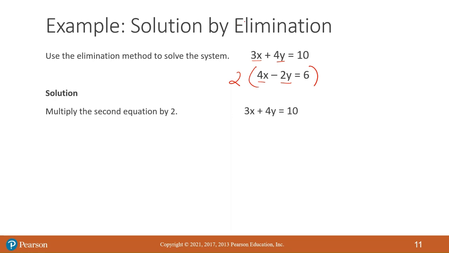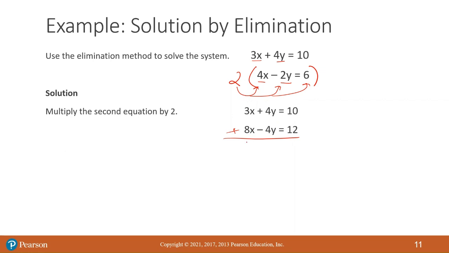Okay, so 2 times 4x is 8x, 2 times negative 2y is negative 4y, and 2 times 6 is 12. So all I've done is distribute this 2 to both of these terms, and I've gotten this equation here. Now I'm just going to add the two equations together. Okay, we'll back up a step. It might be easier for you to watch me solve rather than just see the answer.